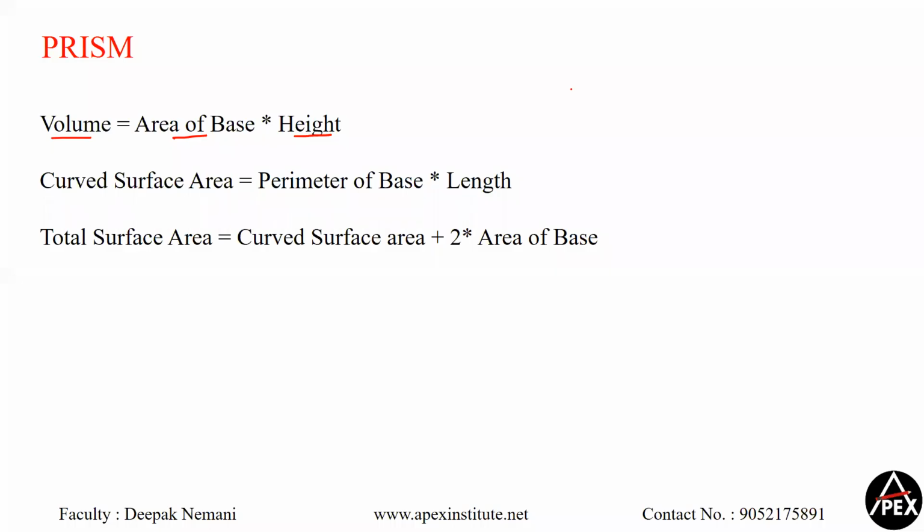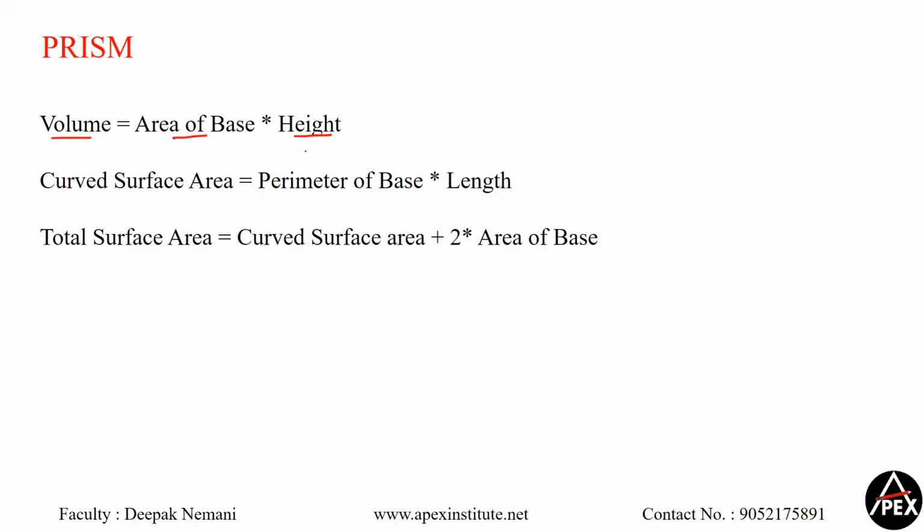Okay, I'm not saying all prisms are cubes. So cube is a prism. Okay, now let's see why. What is volume of a prism? Area of base into height.